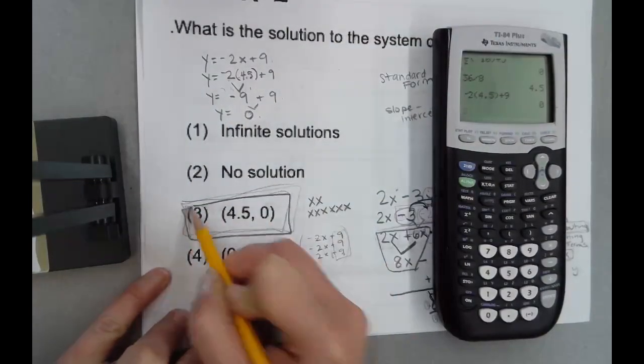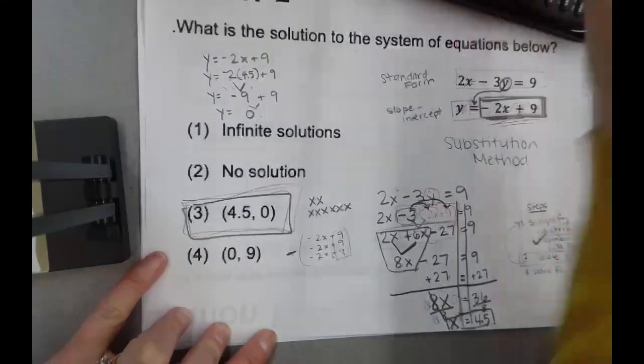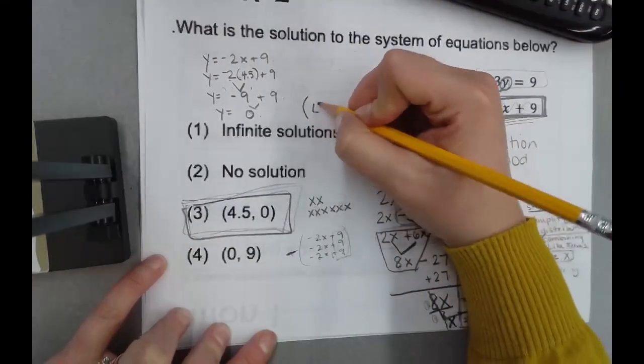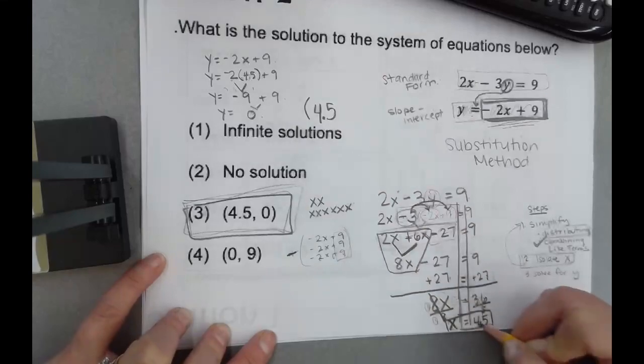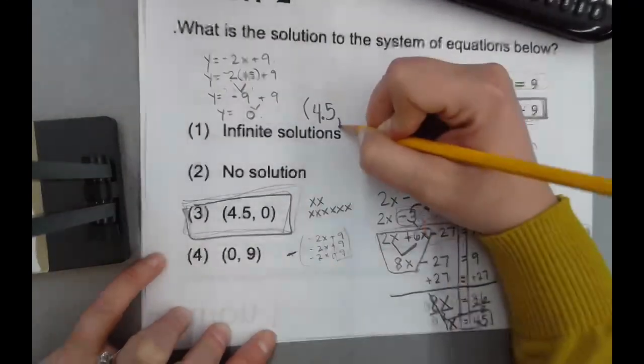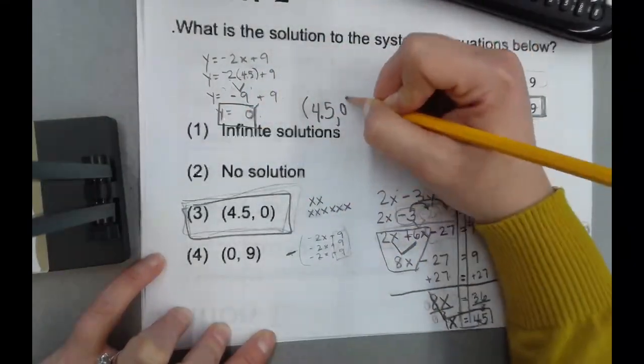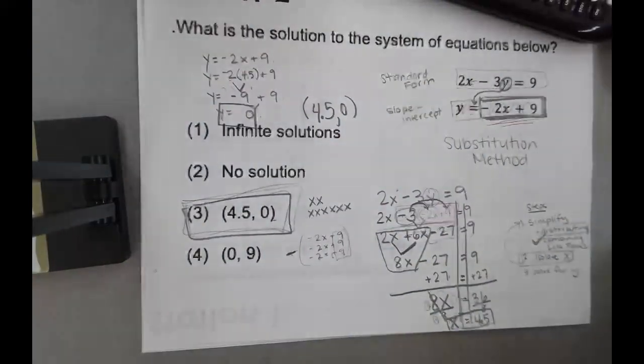That's our y value. Remember that the solution to a system of equations is always written as an ordered pair where the x value comes first and the y value comes second. So here our solution is number 3.